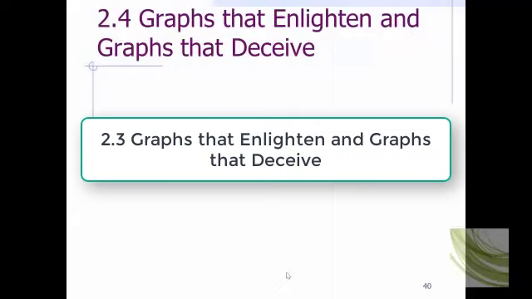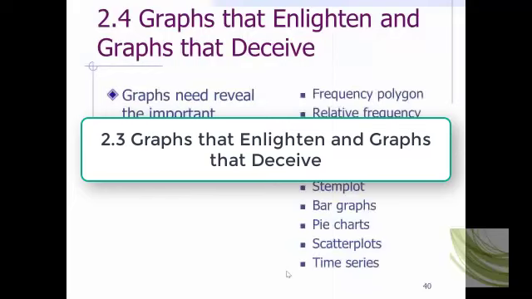The other thing is, we have people who make graphs that are very well aware of what they're doing, and they want to trick you into thinking what they want you to think rather than what is true. So, graphs reveal important characteristics of the data, and on the right side here we've got a list of possible kinds of graphs.